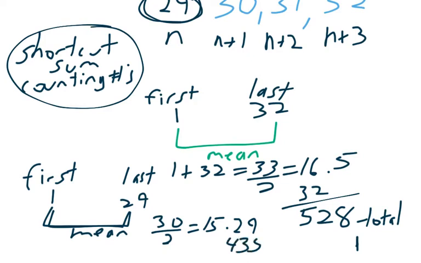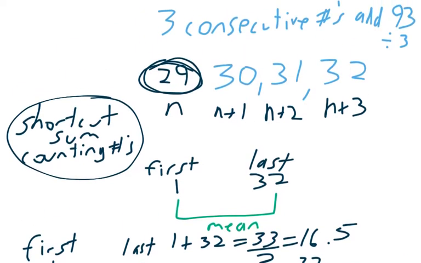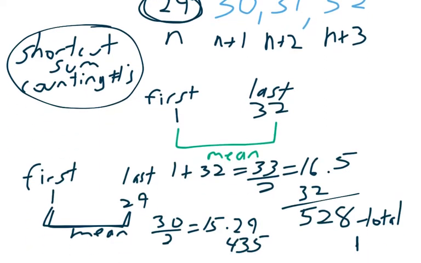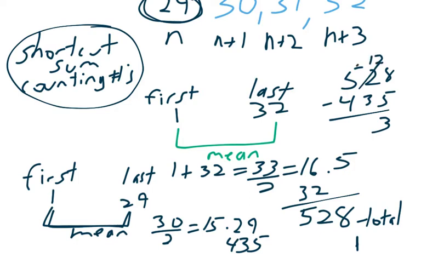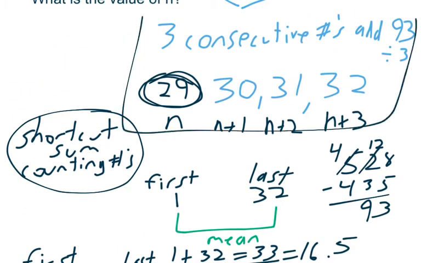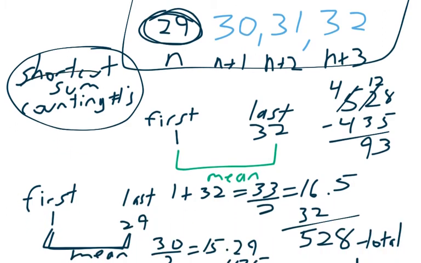And this says that that should be 93 more. Remember that? 93 more. So let's just subtract those 2 numbers. So 528 minus 435, and we get a 3. We borrow, and it's 93 apart, so it checks. So just proving why this shortcut works. And you also learn how to find the sum of the counting numbers.